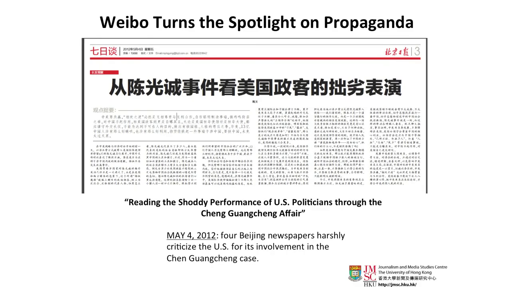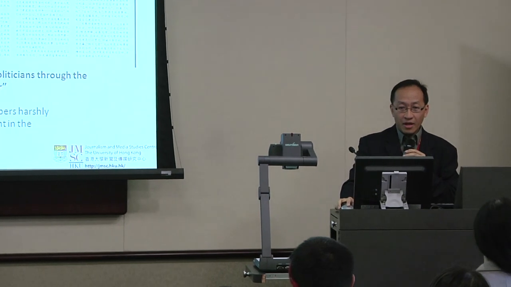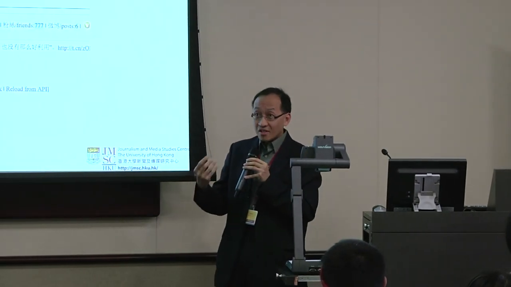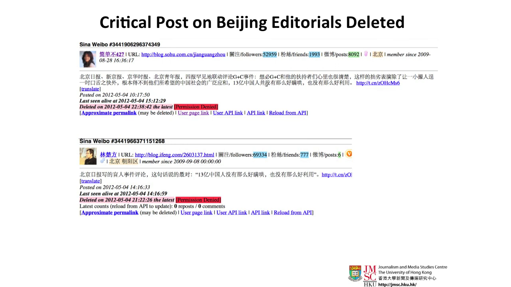This is one example from about three weeks ago, I think, about Tencent. There were a lot of newspapers in Beijing criticizing the role of America in this incident. But it turned out to invite a lot of criticism from Sina Weibo. A lot of people criticized the argument made by the editorial. They criticized the Beijing Daily and Xinhua. Our system can detect these kinds of messages, and this is what we get from our system.